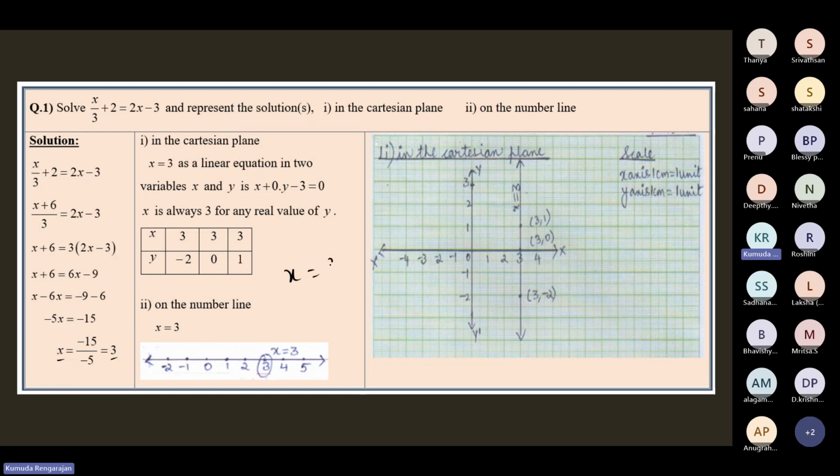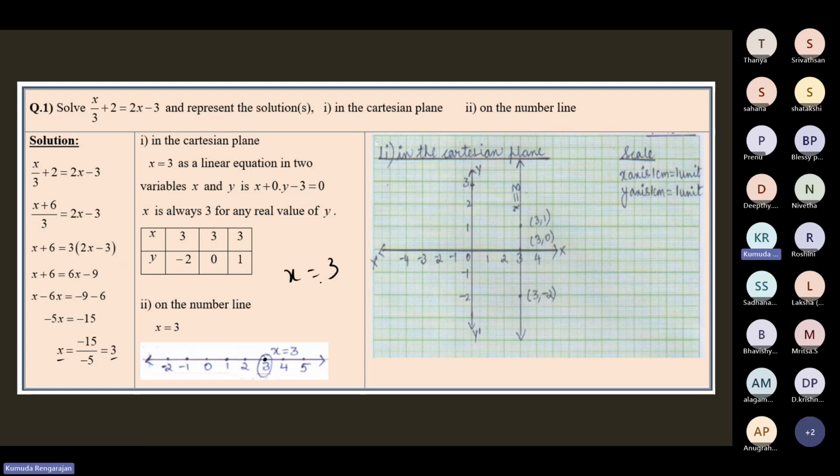X is equal to 3 is a linear equation in one variable x, and its geometrical representation is a point on the number line. So on the number line, mark this point 3, and that is the geometrical representation of the equation x is equal to 3.